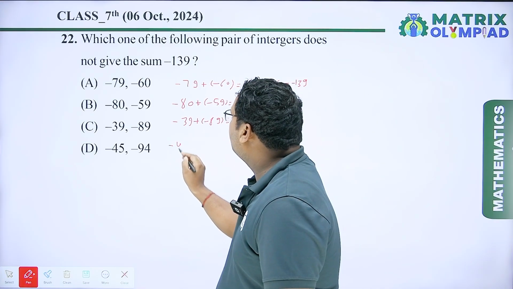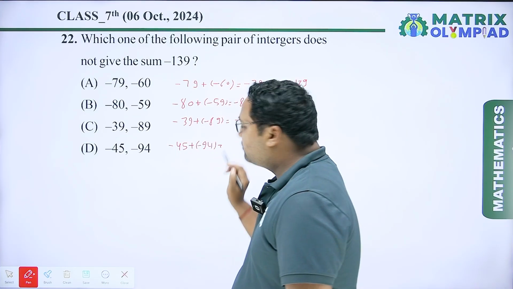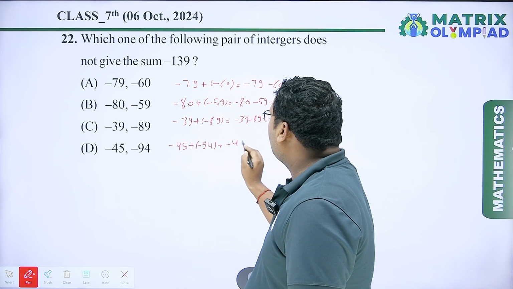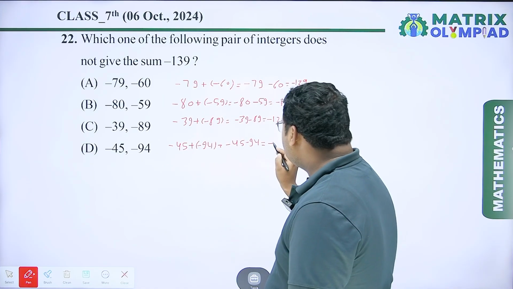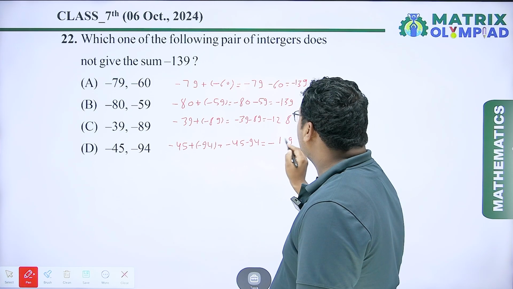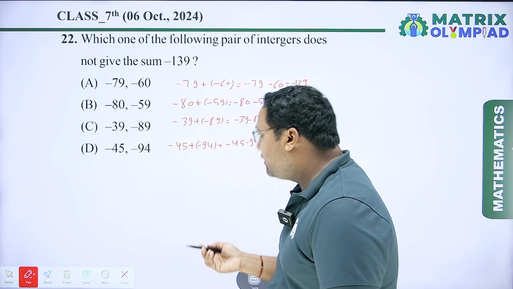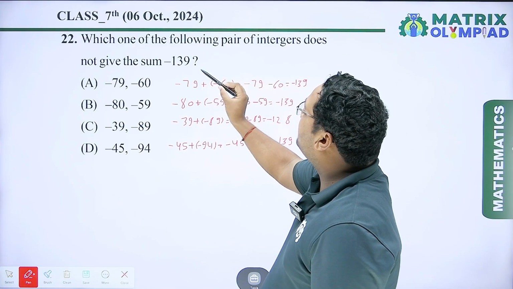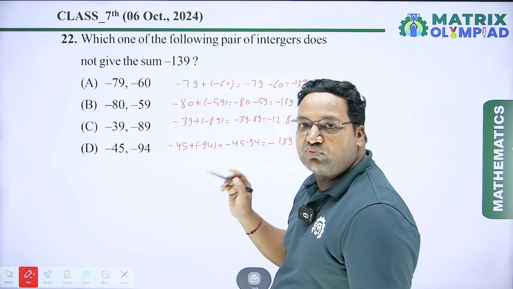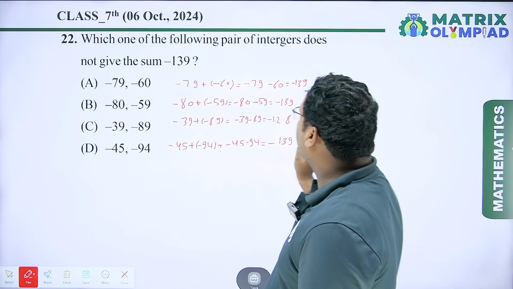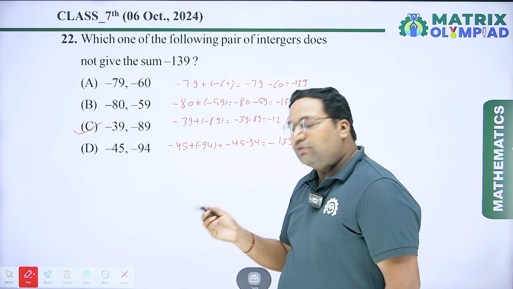Next is minus 45 plus minus 94. This value is minus 45 minus 94. The sum is 5 plus 4 is 9, 9 plus 4 is 13. So it is minus 139. So in this question they ask which one of the following pair of integers does not give the sum minus 139. So the right option is option number C. It does not give the sum minus 139.